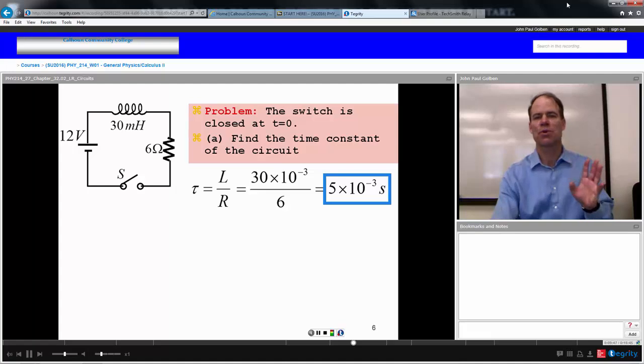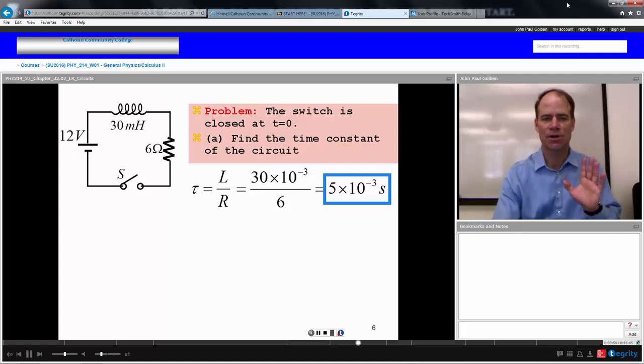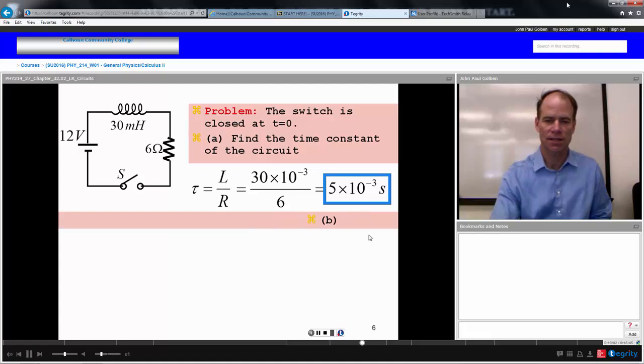When doing these problems, it's always good to know, if you can do it, to calculate the time constant, L divided by R, and the maximum current, EMF divided by R, because those are very useful to know for your calculations.